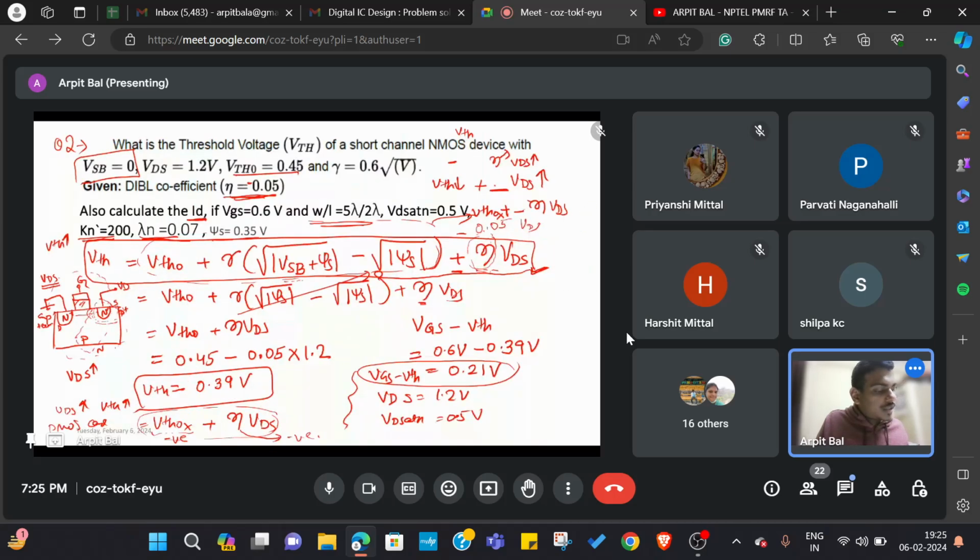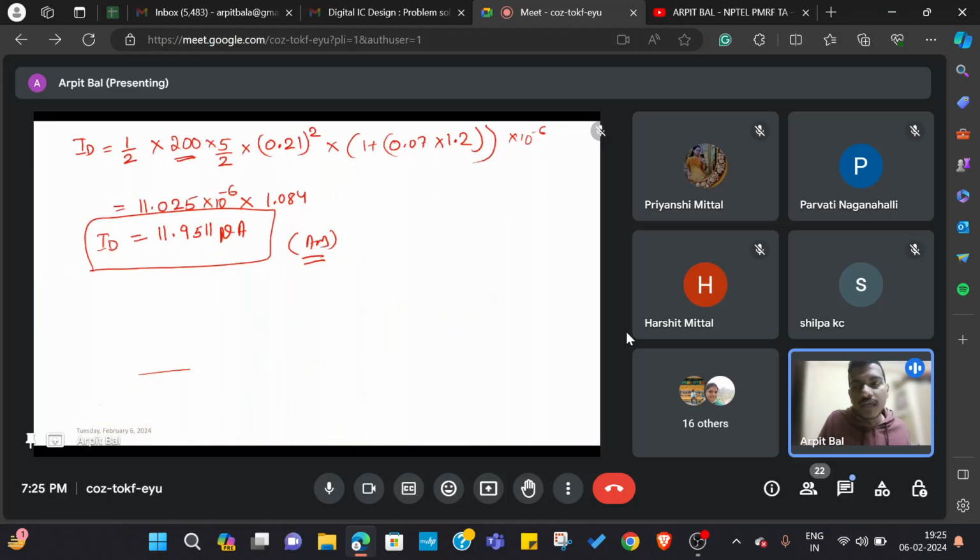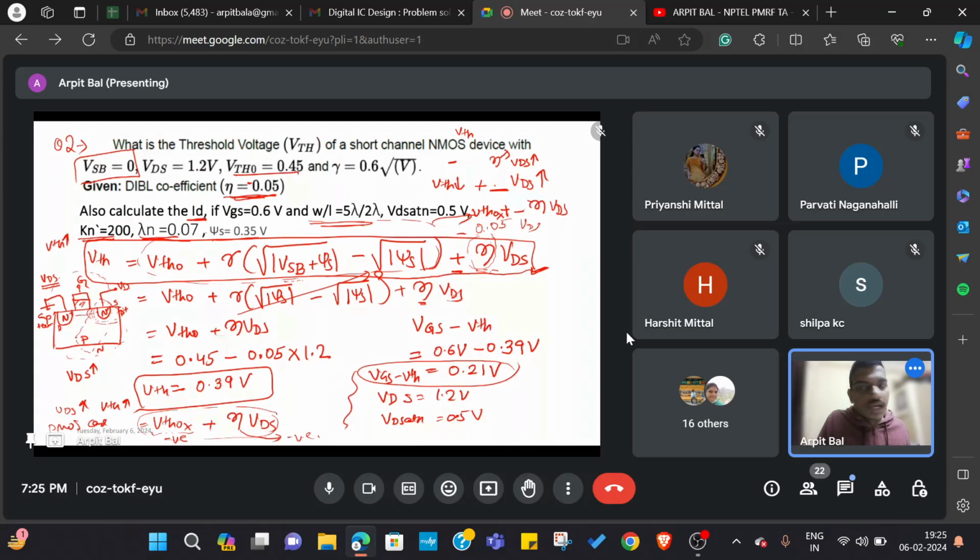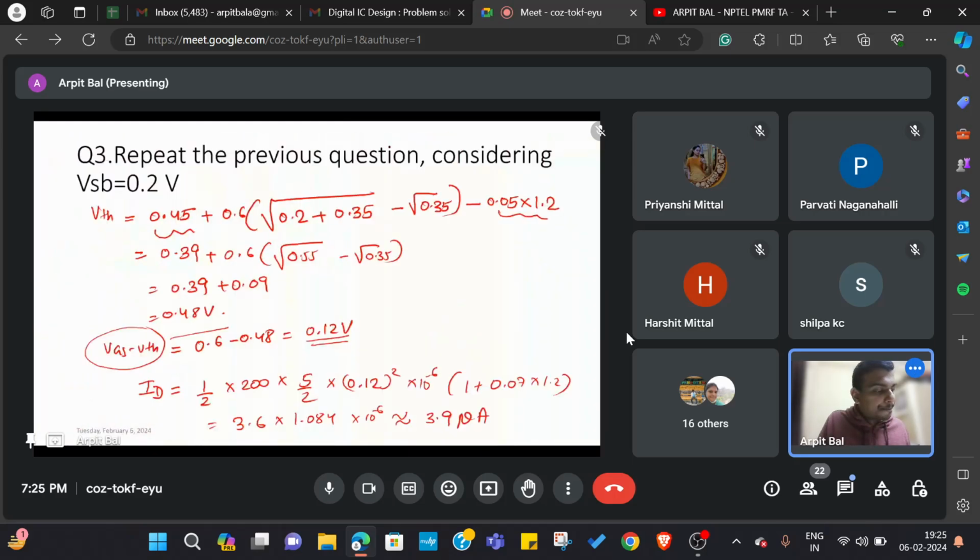The next question was related to the DIBL coefficient, so we took that into consideration while solving for VTH. We solved for VTH, then did the regular methods. Out of the three, VGS minus VTH, VDS, and VDSAT N, which one is the minimum? That will determine our region of operation, and based on that we get our Vmin, and from that Vmin we calculate the ID.